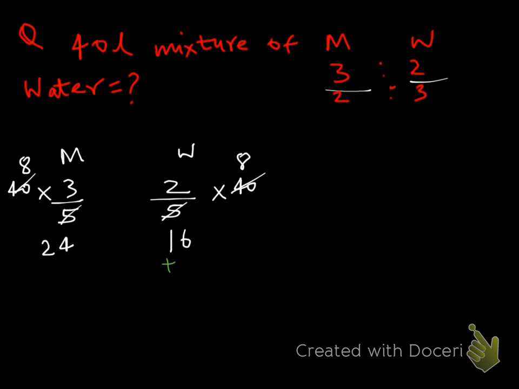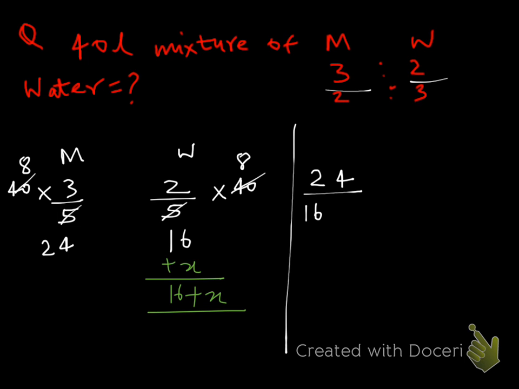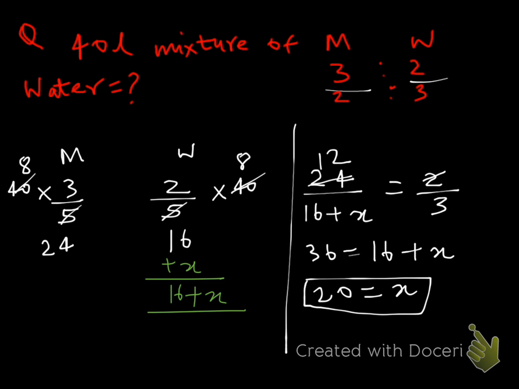Let's assume we added X liters of water. So the total amount of water that we have is 16 plus X. Now we have to compare milk and water again. Milk is 24, water is 16 plus X, and we want this ratio to be equal to 2 by 3. 2 and 24 cancel out on 12. Multiplying, 36 is equal to 16 plus X. Solving for X, we get 20. So that means we need to add 20 liters of water to reverse the ratio.